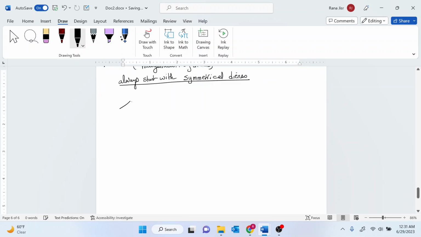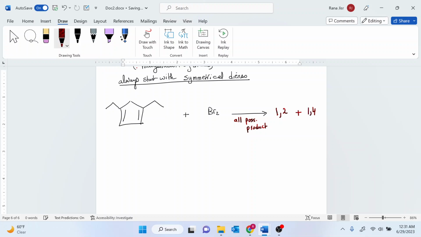So let's have an example over here. We're starting with this symmetrical diene, and we are reacting it with bromine. Bromine or chlorine, they go by the same mechanism. Here, I want you to list all the possible products. So in this case, you are going to write down the 1,2 plus the 1,4 addition, all of them, including stereochemistry.